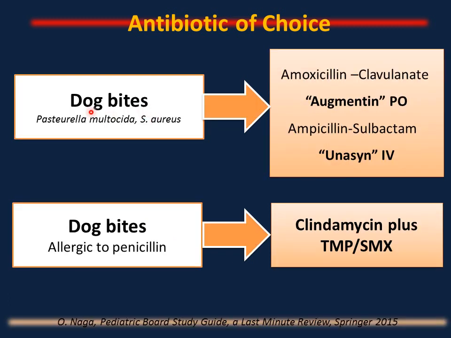The antibiotic of choice in cases of dog bites, because of Pasteurella multocida and Staph aureus, is Augmentin by mouth, amoxicillin clavulanic acid. If there are severe injuries and the patient is hospitalized, you can use ampicillin-sulbactam IV or Unasyn. If the patient is allergic to penicillin, you can use clindamycin plus trimethoprim sulfamethoxazole as an outpatient.